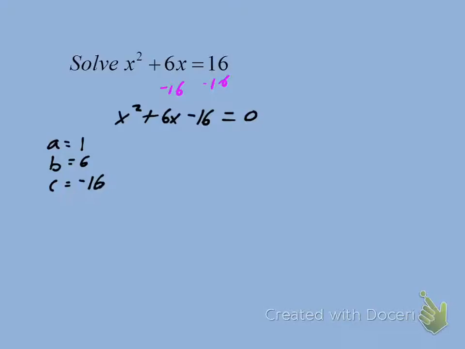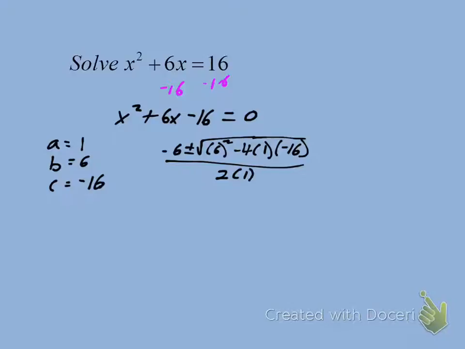Now plug in, okay, so negative B, so that'd be negative 6 plus or minus the square root of B squared minus 4 times A times C all over 2 times A. Okay, quick question. You said you'd always give us the formula. Yeah. I'm not gonna write it every time though today. Okay.